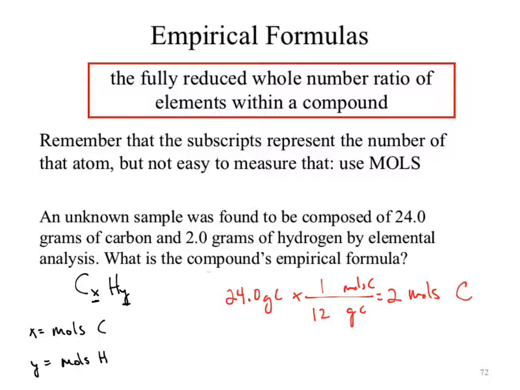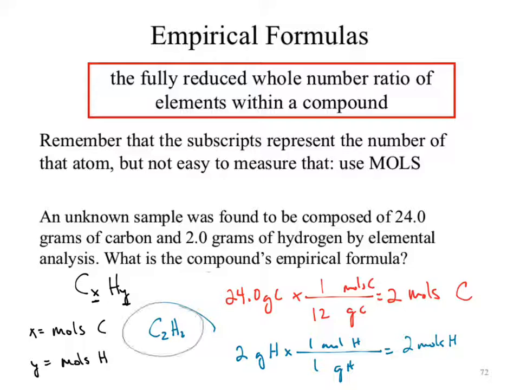2 moles of carbon. If we go through and do it with the hydrogen, I'm given 2 grams of hydrogen. 1 gram of hydrogen is 1 mole of hydrogen. My answer becomes 2 moles of hydrogen. I go through and put this together, and I get my answer as C2H2, and I'd say there's my empirical formula.